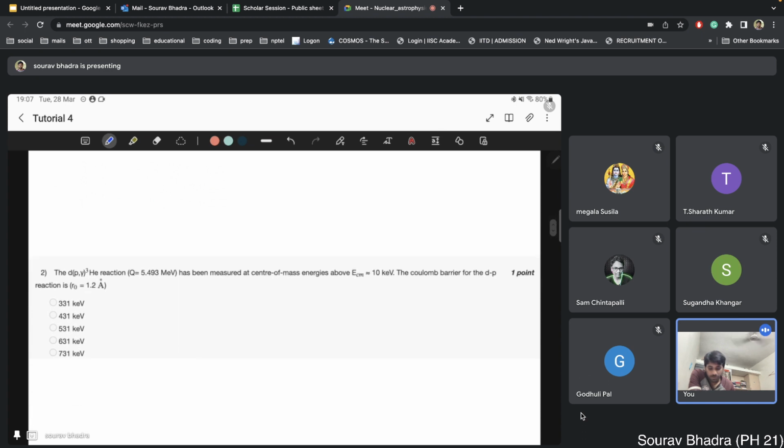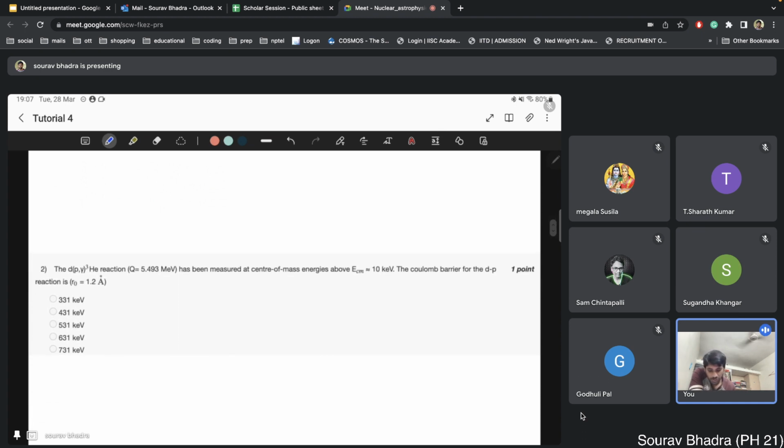Okay. So coming to the second question. Here it is also the reaction proton plus proton equals helium, and your Q is given. Q value has been measured at the center of mass energy of 10 keV, the Coulomb barrier of DP reaction. So we need to calculate the Coulomb barrier. Okay. So Coulomb barrier is actually coming from ECs, that was Z1 Z2 E square by R.